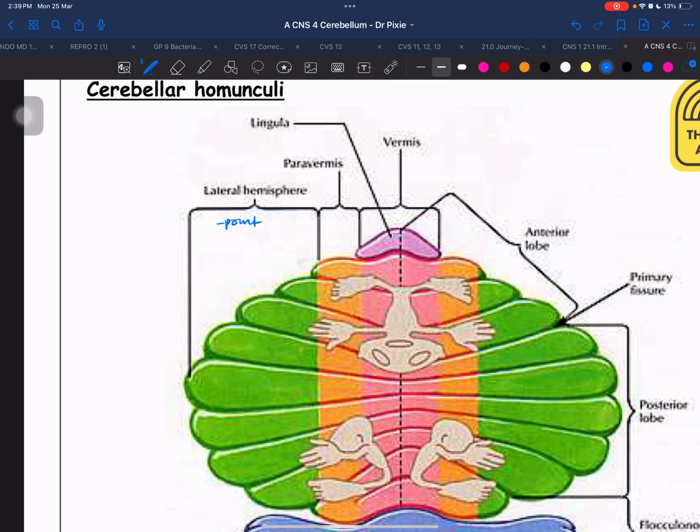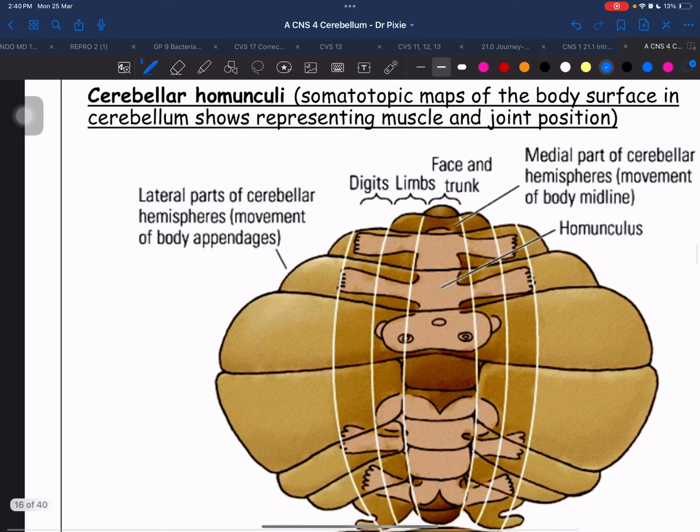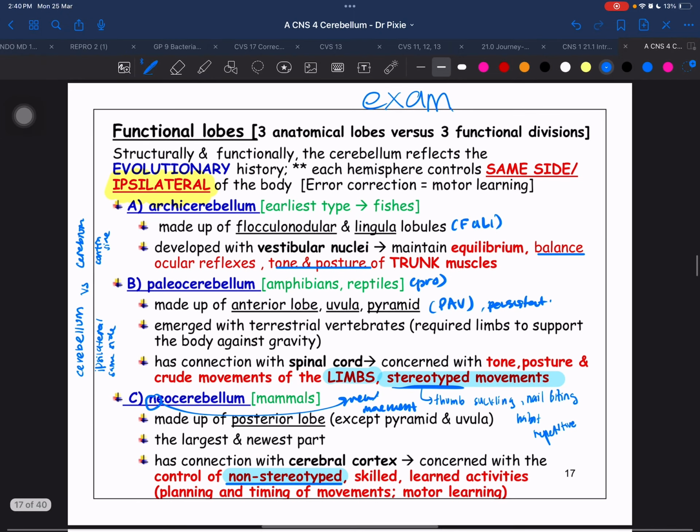So now, coming up to here, functional lobe, yeah? Anatomical lobe is under the other, bigger one. What is anatomical here? Anterior, posterior, flocculonodular. Or we call it cerebrocerebellum, spinocerebellum, or flocculonodular. Flocculonodular, that's why: flocculus and nodulus.